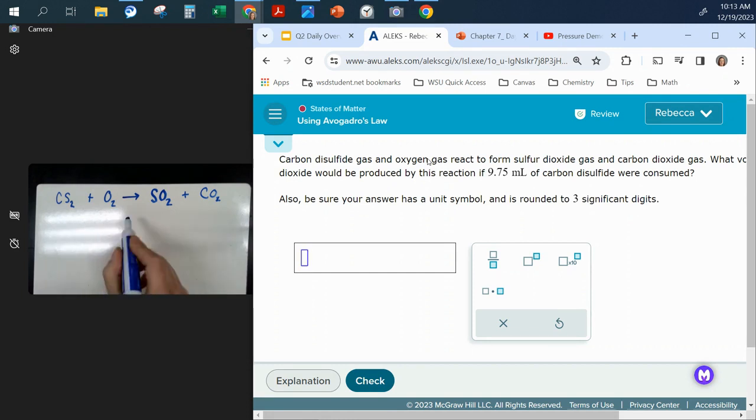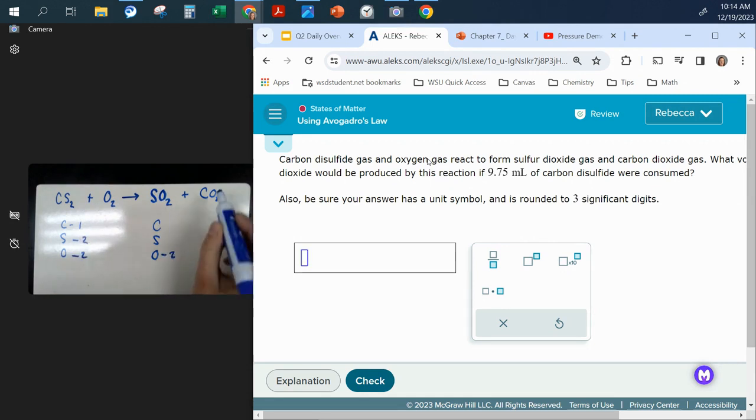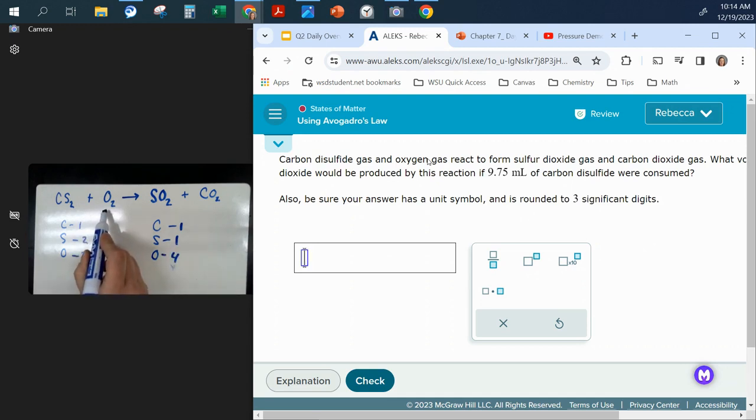Okay, so let's look at this. The first thing that we need to do is to balance it. So I have carbon, sulfur, oxygen, carbon, sulfur, oxygen. We've got 1 carbon, 2 sulfurs, 2 oxygens. I already have 2 oxygens over here. Oh, I have 4 oxygens over here. 1 sulfur and 1 carbon. So let's see. Let's balance oxygen last because it's by itself. That one's going to be easy to fix.